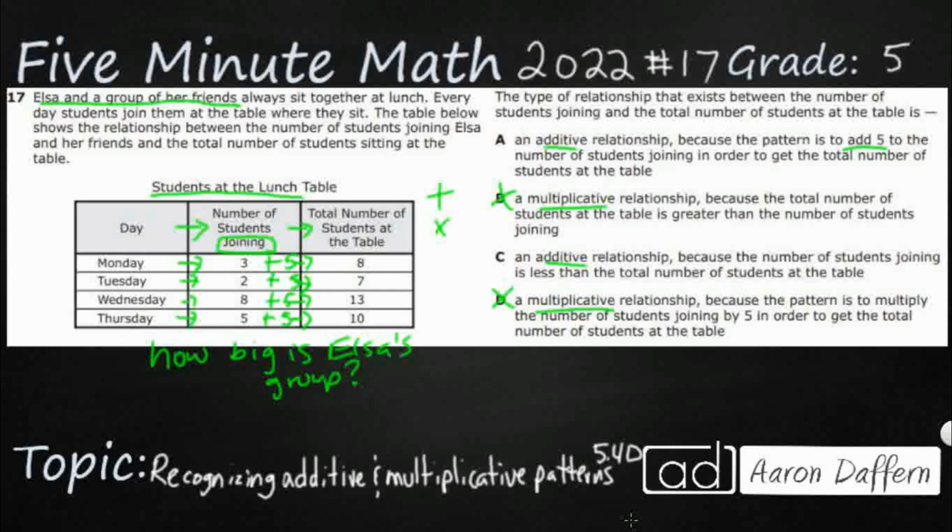Let's check C. An additive relationship because the number of students joining is less than the total number of students. Well, okay, that is true. The number of students joining is always going to be less than the total, which makes sense because there's already probably 5 kids there, and then we get the new total. But this doesn't tell me anything about adding. If I've got this additive, it does mean add 5. So my answer here is going to be A.